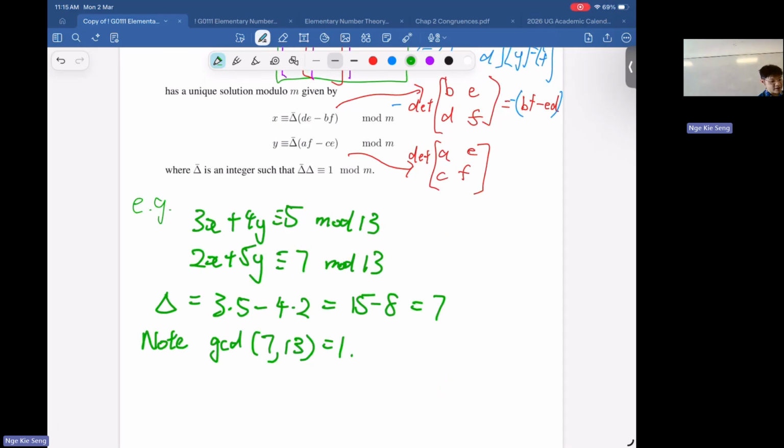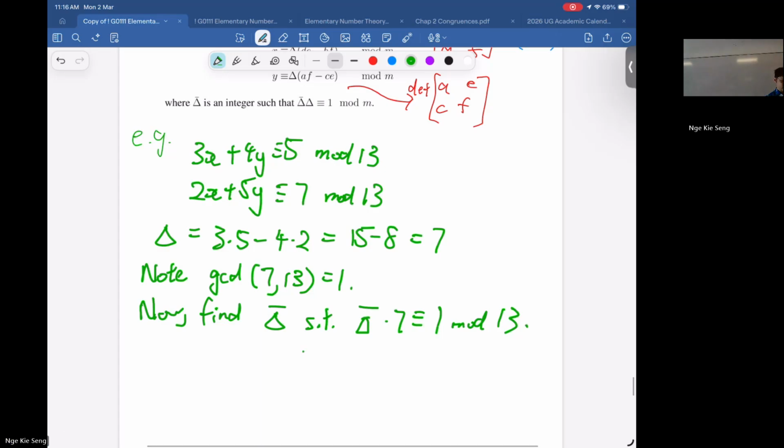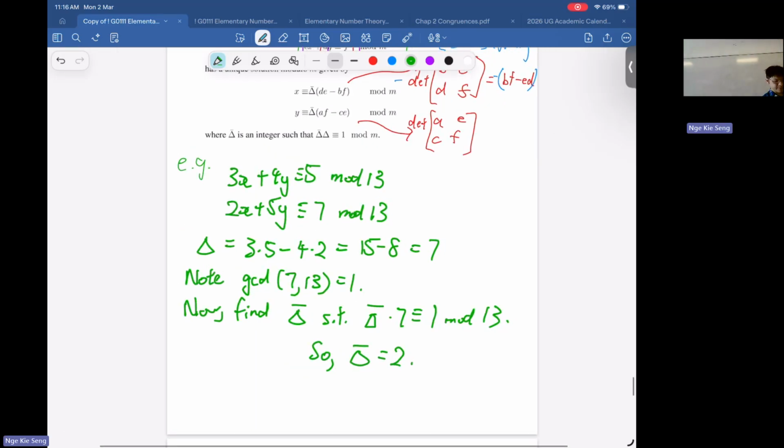To find the solution here, DE, BF, AF, CE are given already. What you need to figure out is the inverse. So we're going to find delta bar inverse such that delta bar times 7 equals 1 mod 13. What is it? 2. Good, very good. So delta bar is 2. Then we use this formula.